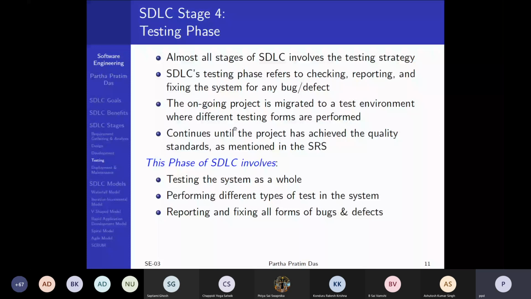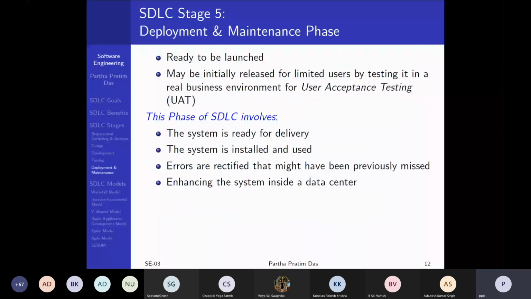Finally, you have the deployment and maintenance phase, where you are ready to launch to the customer. Often medium to big systems are not released in one go. They're typically released to limited users by testing it in a real business environment. This is called UAT, or user acceptance testing, where you have given it to the user in her environment fully, and you tell her to test and report to you and accept if things are going okay.